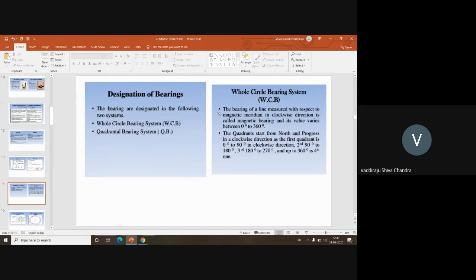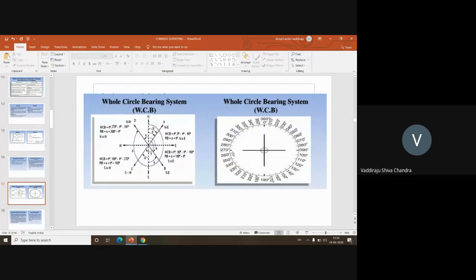So we represent these bearings in two forms. One is the whole circle bearing system and the other is the quadrantal bearing system. The whole circle bearing system is measured with respect to the magnetic meridian or magnetic north in clockwise direction, and its values range from 0 to 360 degrees. The quadrant starts from north and progresses in a clockwise direction: the first quadrant is 0 to 90, second is 90 to 180, third is 180 to 270, and fourth is up to 360. See here, you start at 0, 10, 20, 30, 40, 50, 60 like this. Again, you are coming back to 360. 360 and 0 are coinciding.